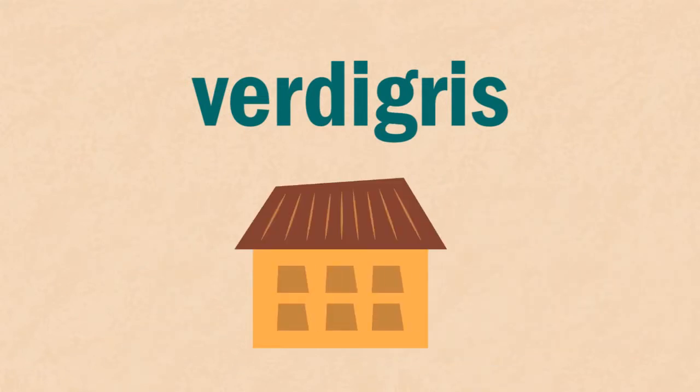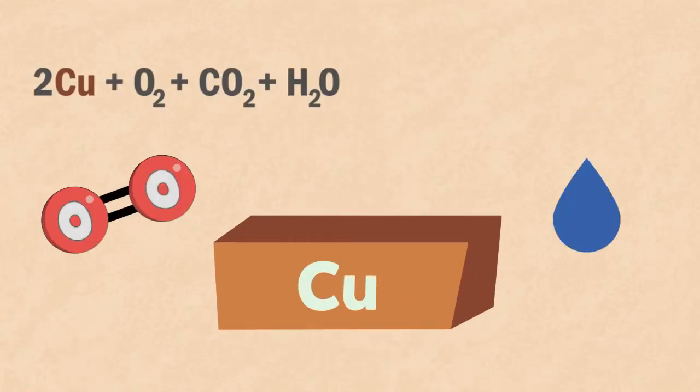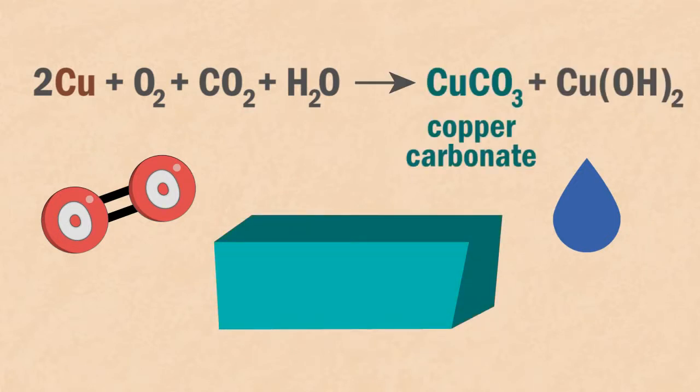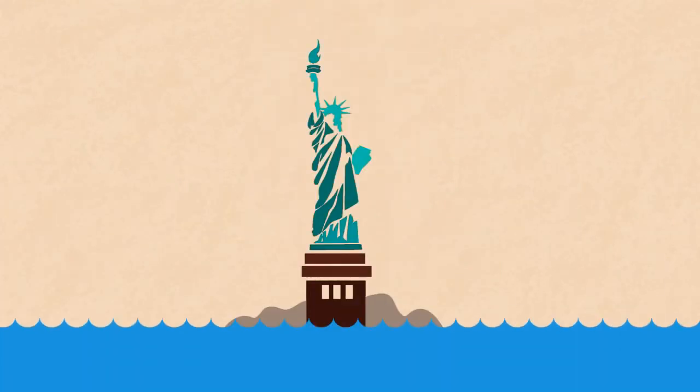roofed with copper. This happens slowly over time as the copper is oxidized by the oxygen in the air. Then, in damp conditions, this slowly reacts to form basic copper carbonate, the pale green covering you may have seen on rooftops or even the Statue of Liberty.